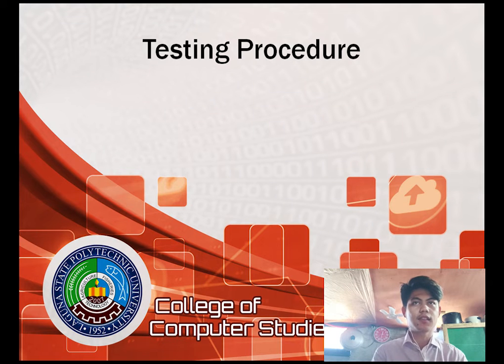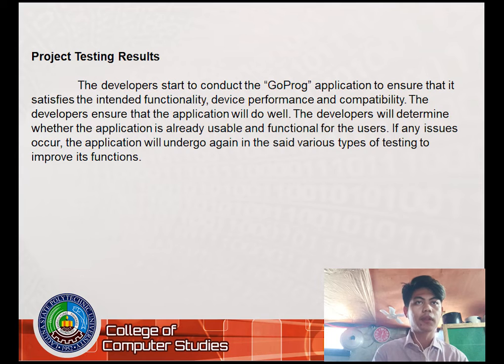Project testing results. The developers begin testing the GoPro app to check that it meets the intended functionality, device performance, and compatibility requirements. The programmers ensure that the software will run smoothly. The developers will check to see if the app is already usable and functional for the users. If any problems arise, the application will be subjected to the above-mentioned multiple sorts of testing again in order to improve its functionality.